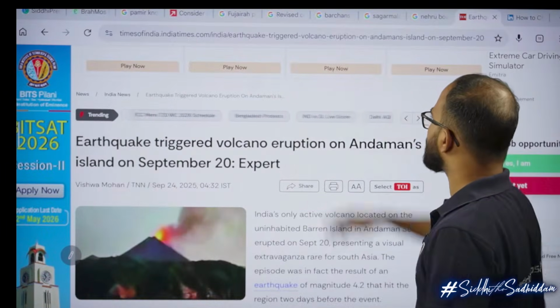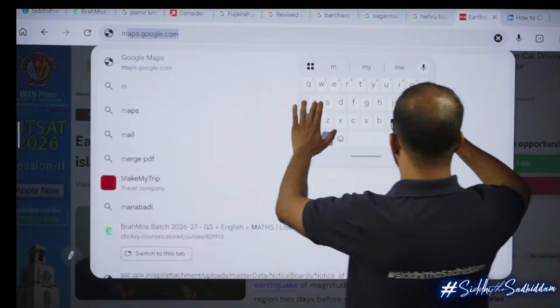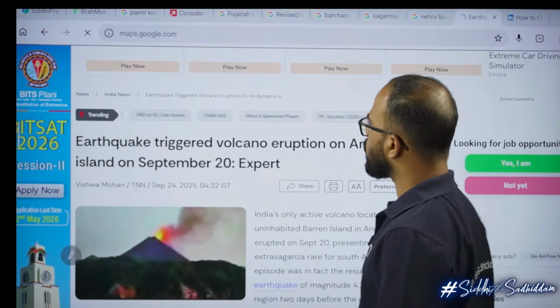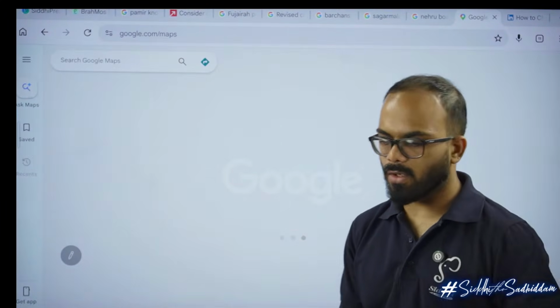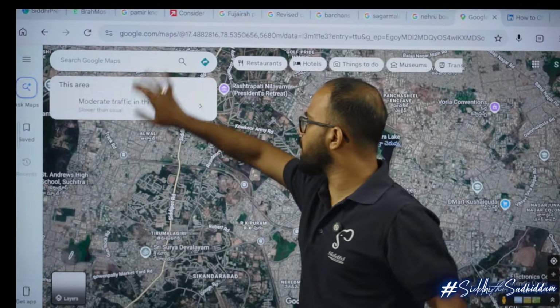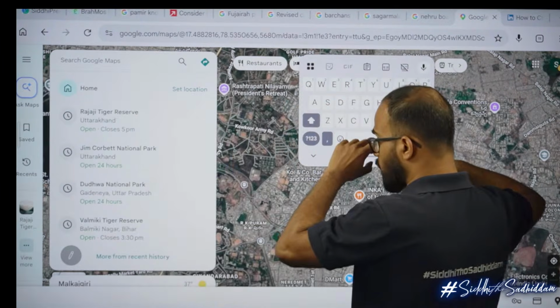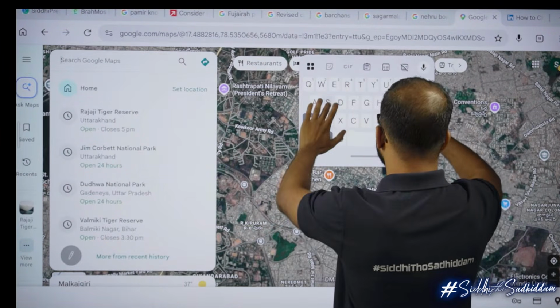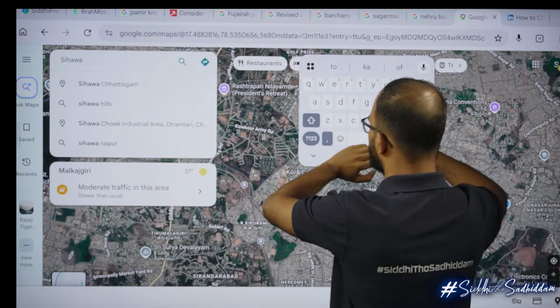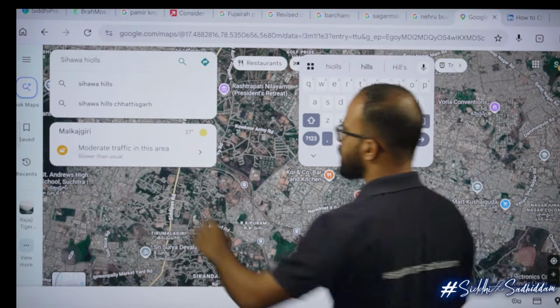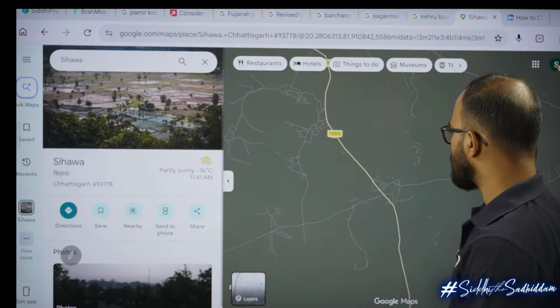Now, when you are reading this topic of rivers, in the initial stages, I would suggest to do one small exercise. You open maps, you open Google Maps on your phone, anywhere you can open. Locations and all are already given to you. Now you see, for example, let's say Sihawa Hills. Sihawa Hills of Chhattisgarh.